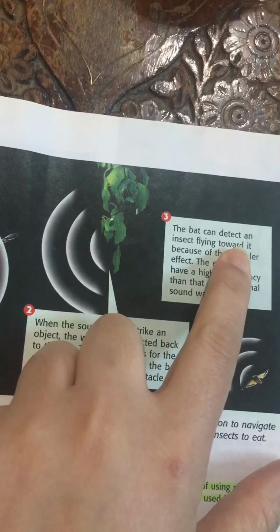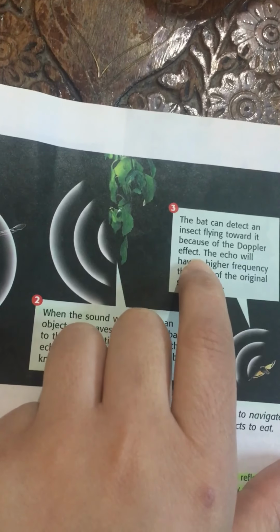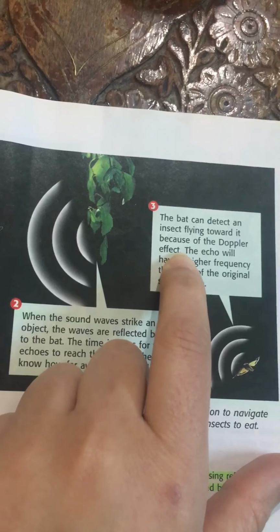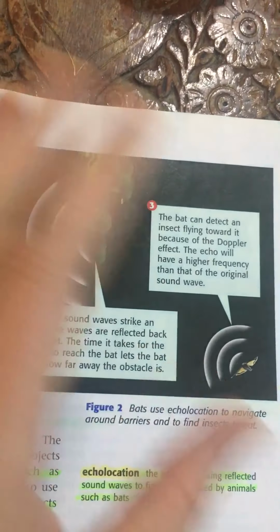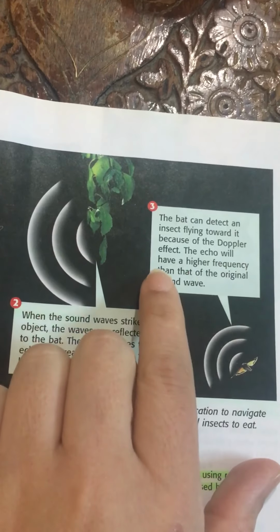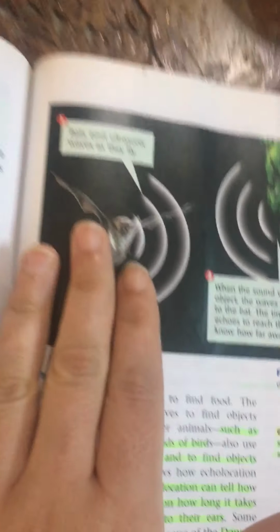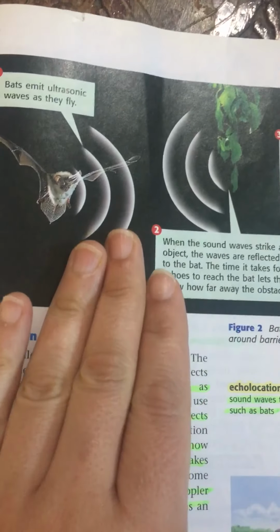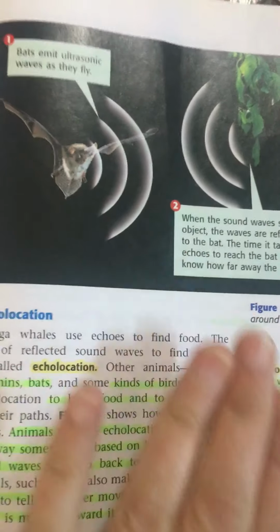The bat can detect an insect flying toward it because of the Doppler effect. As we said before, the Doppler effect refers to how the sound changes, whether it is higher or lower. The echo will have a higher frequency than that of the original sound wave. So the bat uses ultrasonic sound to make echoes, and when they come back to it, it can locate exactly where the insect is.